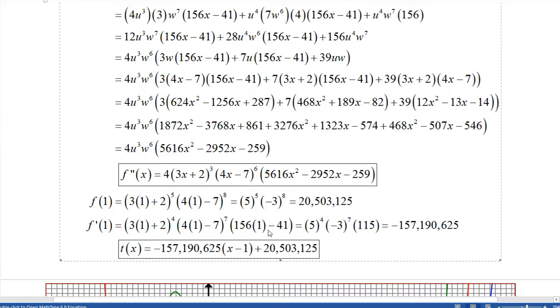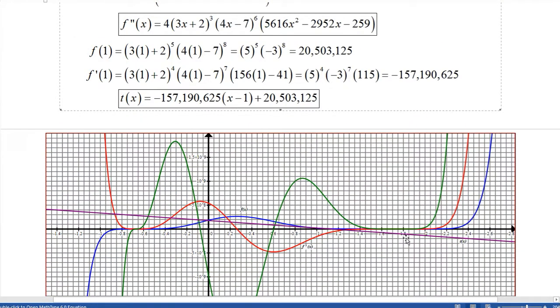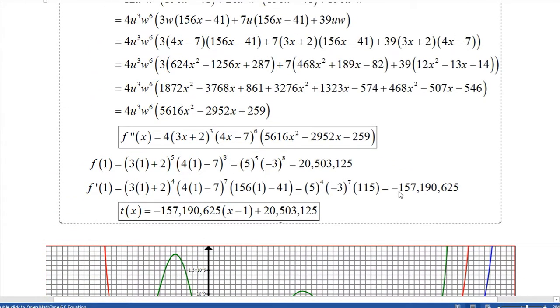1 times 156 minus 41 is 115. Multiply all this out. By the way, notice 7 negatives altogether, so we do need a negative slope. So the function is going to be decreasing at that particular point. And the slope is a negative 157,190,625.